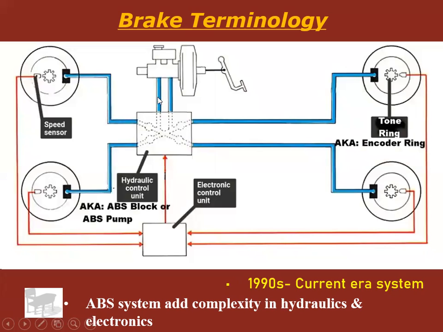The pressure leaves the master cylinder, goes down to the ABS pump, and then gets distributed to the wheels as the computer sees appropriate, because it's monitoring each wheel's speed with speed sensors. And it may have a toner ring or an encoder ring at each wheel speed sensor. Anyway, it gets crazy complicated. Okay, so there's the basic gist of a brake system.